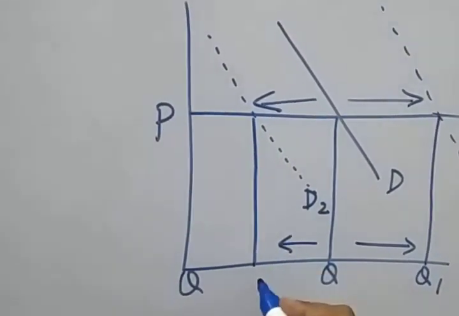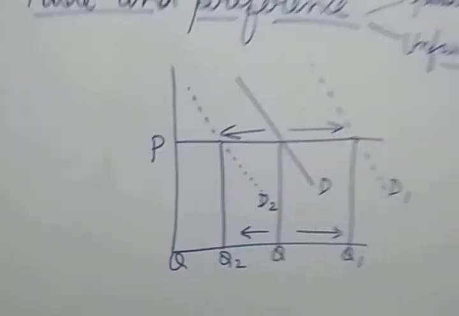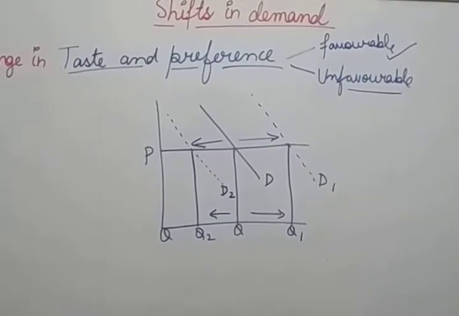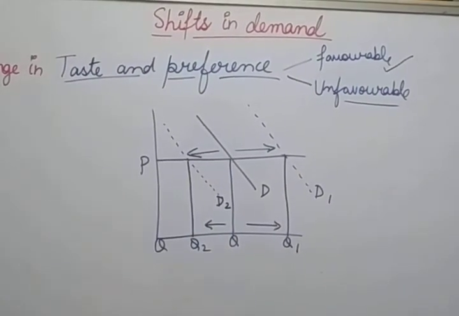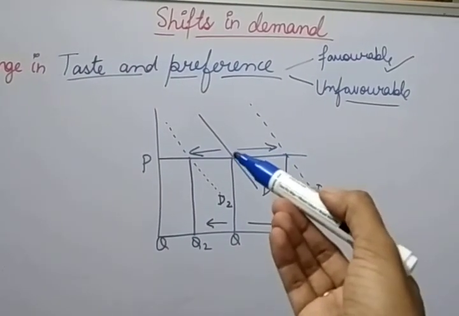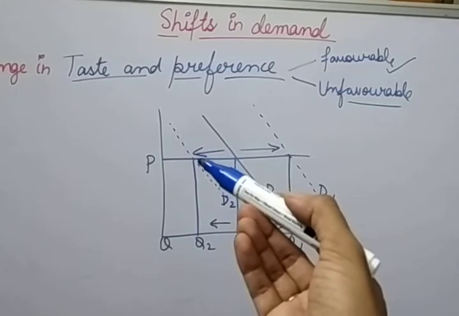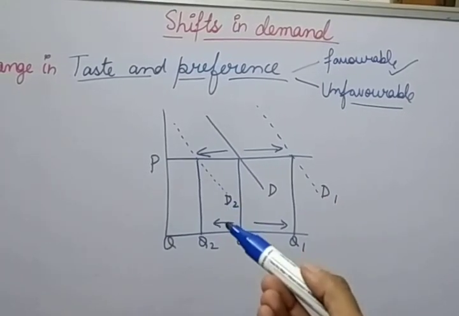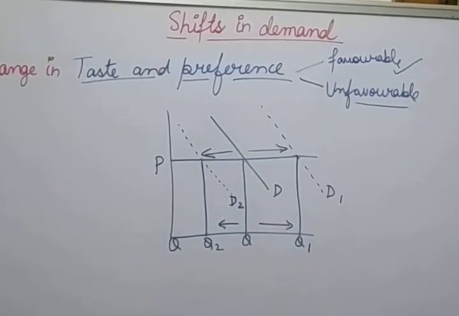And the new quantity becomes OQ2. In one diagram also you can show it. If there is a favorable change, the demand curve will shift to the rightward. If there is an unfavorable change, the consumer will reduce the consumption of the commodity and the demand curve will shift to the leftward and become the new curve, that is D2.